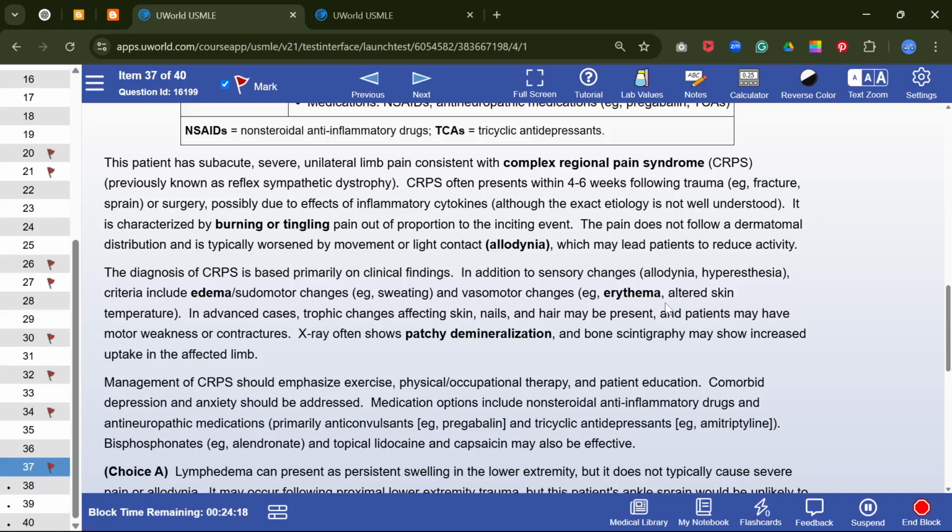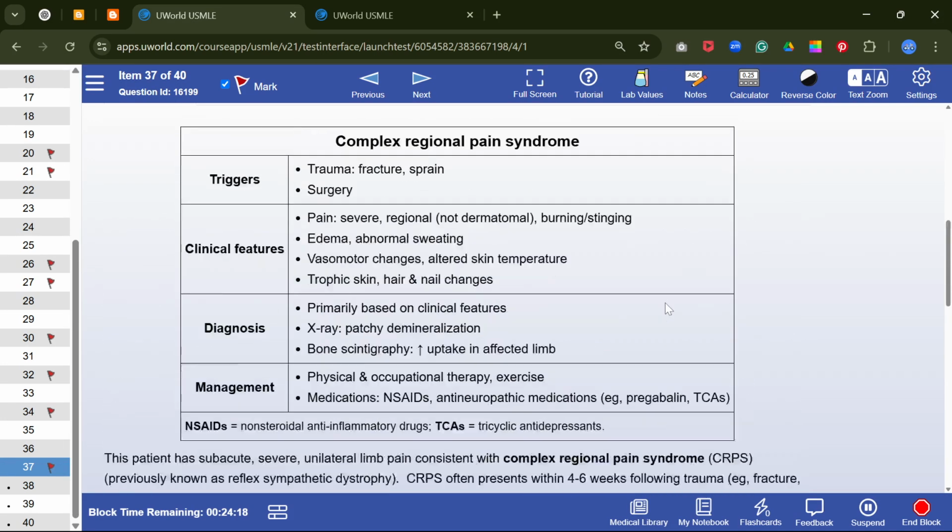Okay, yes. Trauma, fracture or sprain, surgery. Clinical feature: severe regional pain, not dermatomal, burning or stinging. There may be edema, abnormal sweating, vasomotor changes, altered skin temperature, trophic skin, hair, and nail changes. Diagnosis is primarily based on clinical features, X-ray showing patchy demineralization, and bone scintigraphy showing increased uptake in the affected limb. Treatment is physical and occupational therapy, exercise, and medication: NSAIDs, anti-neuropathic medication, pregabalin, and TCA.